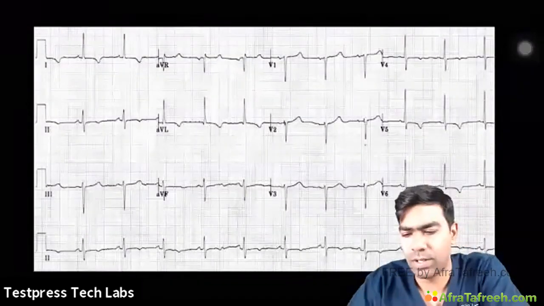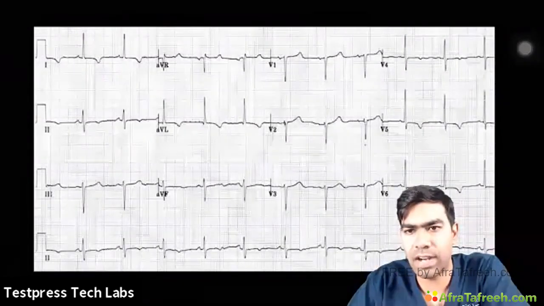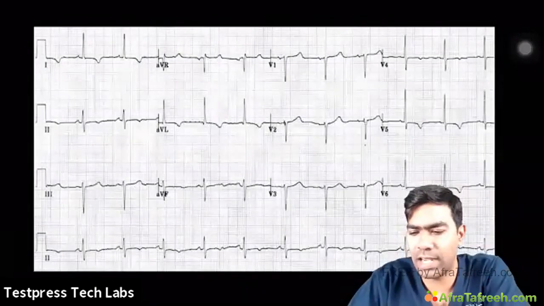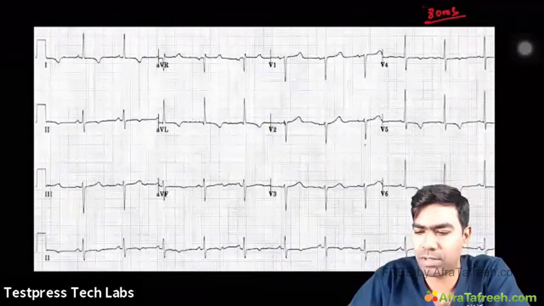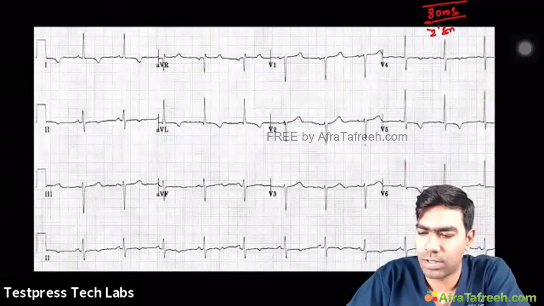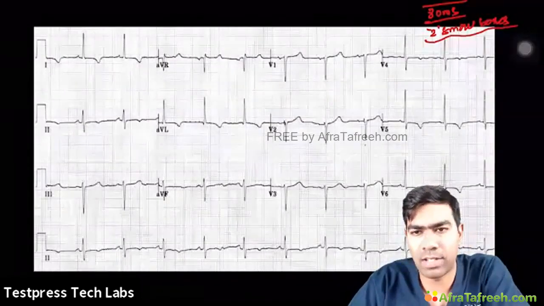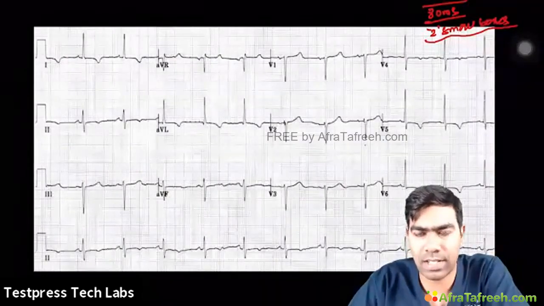Yeah, this one. So this one is an example. Kindly note where to check for a J point. See, 80 milliseconds from the J point is where you have to check, which means 2 small boxes. 2 small boxes from the J point. Clear, sir? That is where you have to check for the ST elevation, the ST depression. Clear?